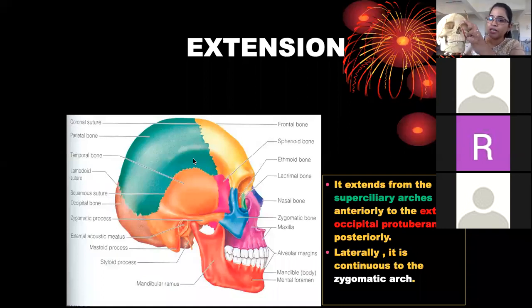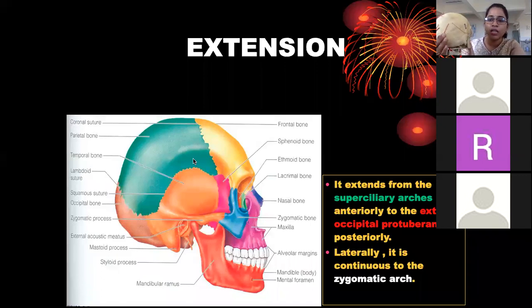In front, we can see the superciliary arches. If you feel the superciliary arches, that means our eyebrow region, you can see that the bone is slightly elevated. Can you all feel that? So this is the superciliary arch. So anteriorly from the superciliary arches, till where? Posteriorly till the occipital protuberance. Where is the occipital protuberance?